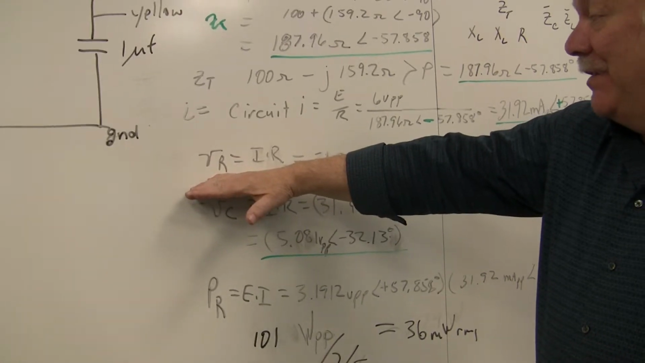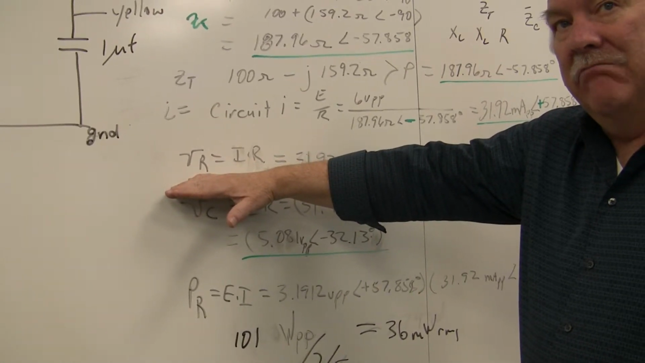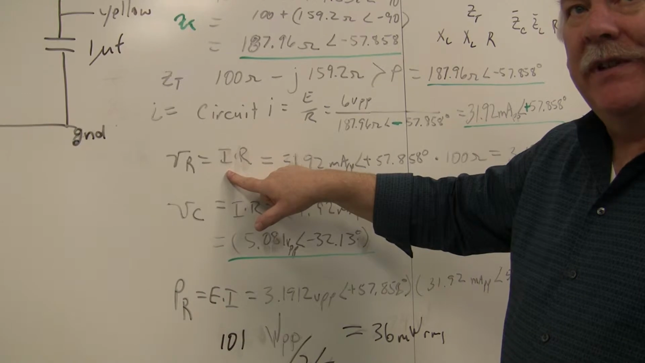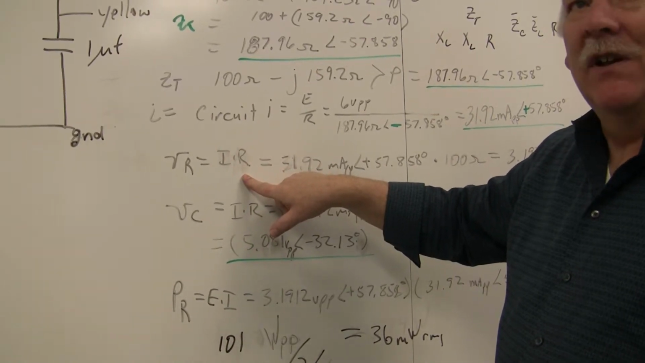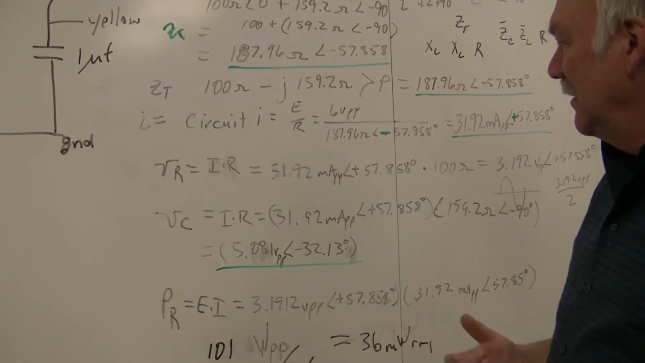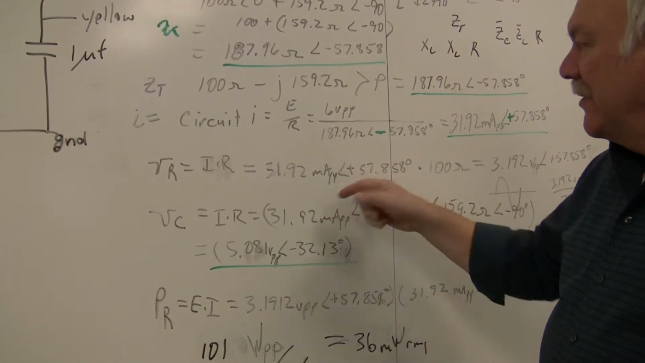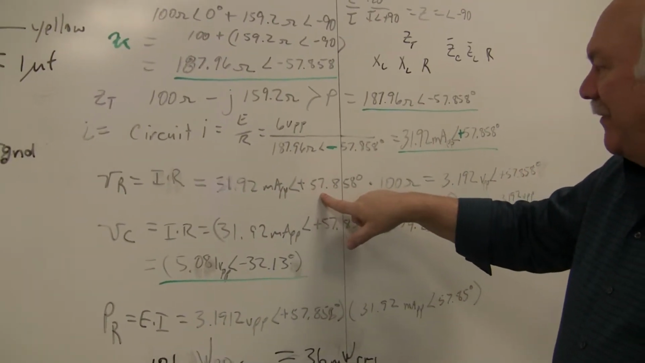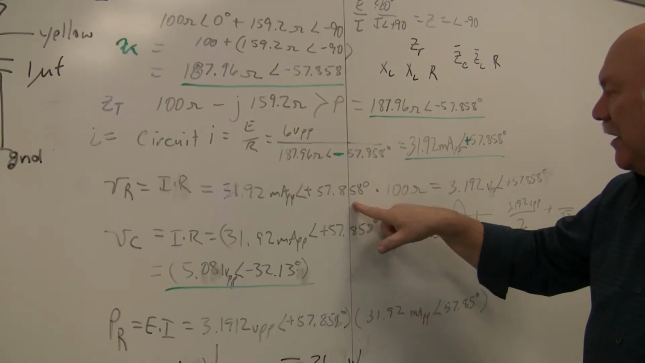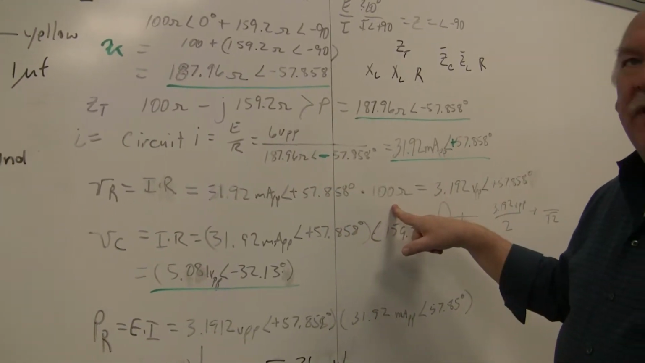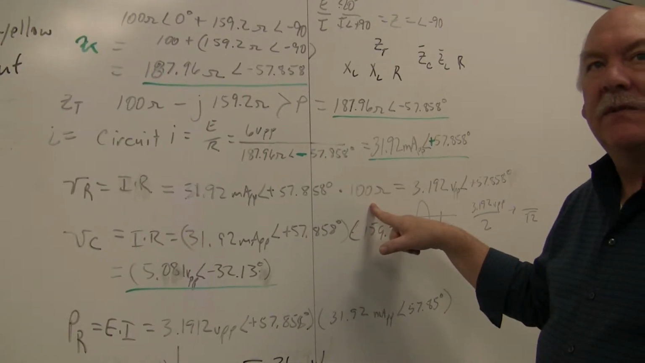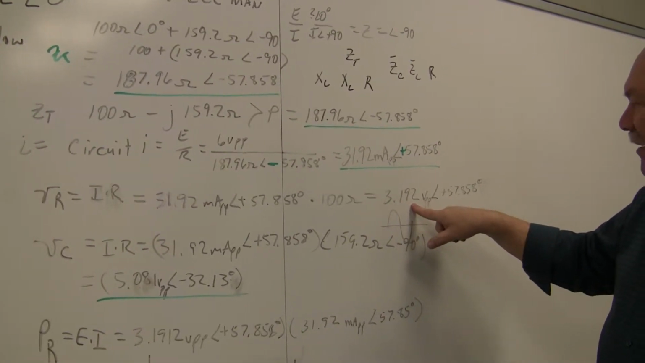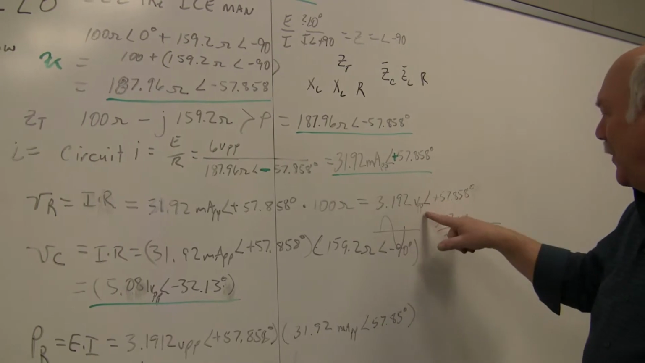So voltage across the resistor. Do I have enough information to do voltage across the resistor? Think so? Okay. Voltage across the resistor would be current through it times the resistance. Just Ohm's law, right? Except the numbers are these complex things. So the current through it is 31.92 milliamps peak to peak at an angle of plus 57.858 degrees times 100 ohms at 0 degrees, or just times 100 ohms. What I get is a voltage of 3.192 volts peak to peak.